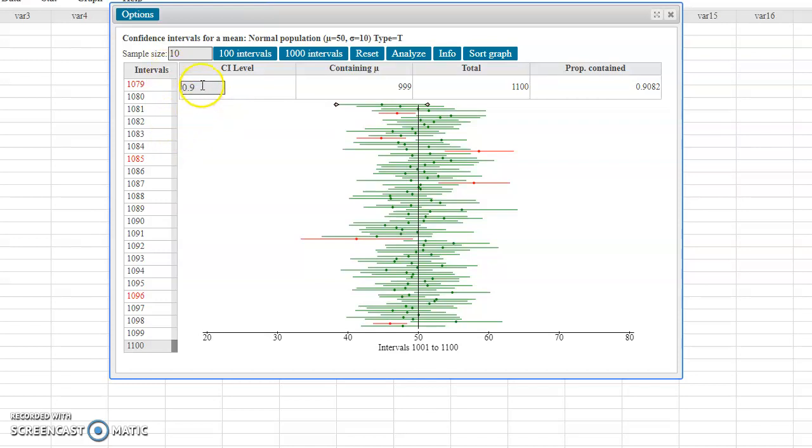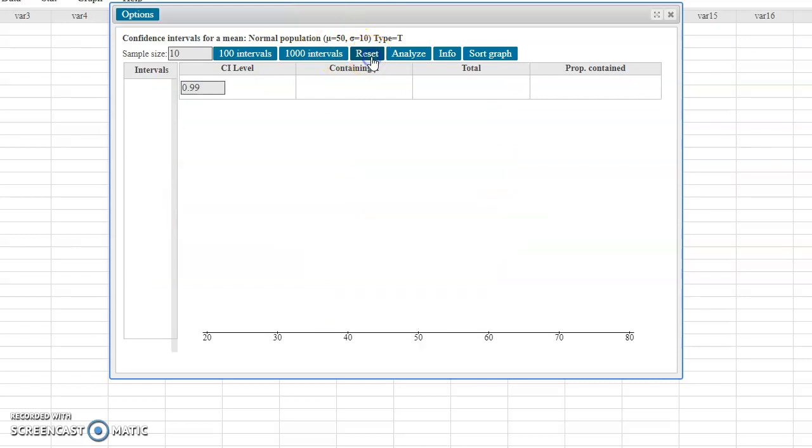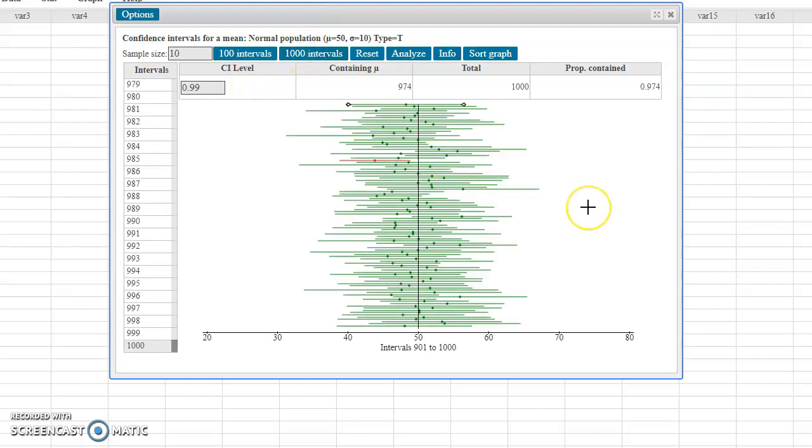Okay, here's what I want to do next. I want to change the level of confidence and do the problem over again. So we'll make this 99%. We'll do 1,000 intervals with a confidence level of 99. Now, what would we expect this time? We would expect 99% of the confidence intervals to be green.